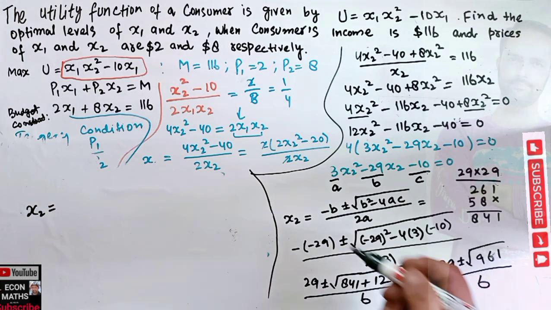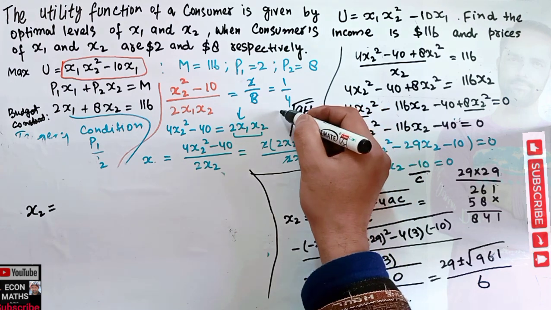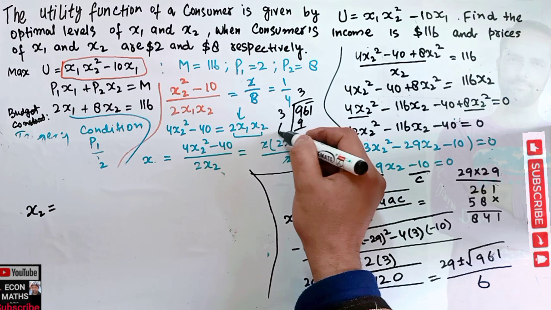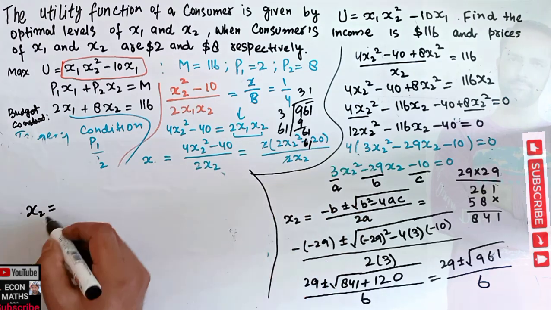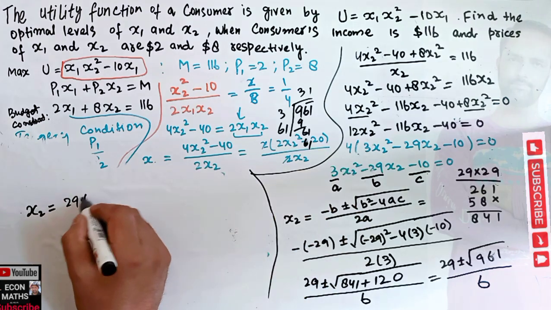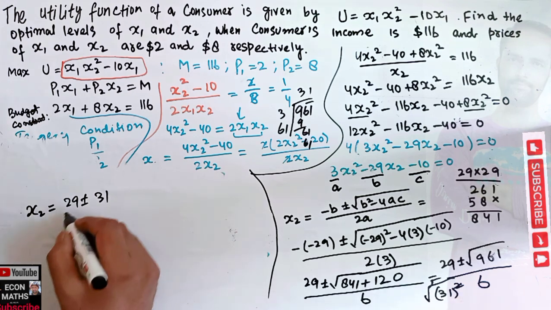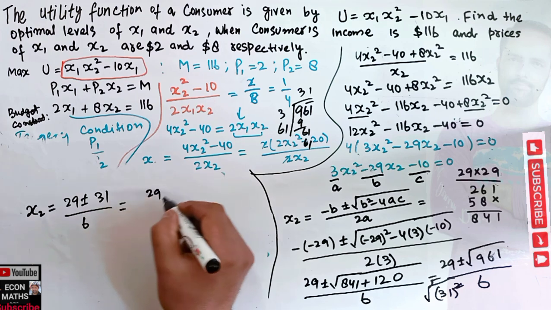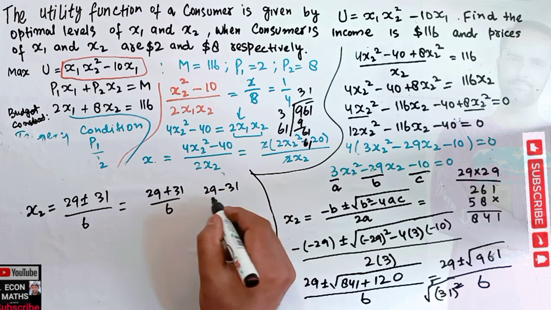Now what is 961? 961, its square root will be 31. 3 3s are 9, we are left with 61, 61 into 1 is 61, so this comes out to be 31. Okay, we have 29 plus minus 31. So 961 can be written as 31 square, the square root will get cancelled. Then we have 6 here, so the two values of x2 are 29 plus 31 upon 6 and 29 minus 31 upon 6.